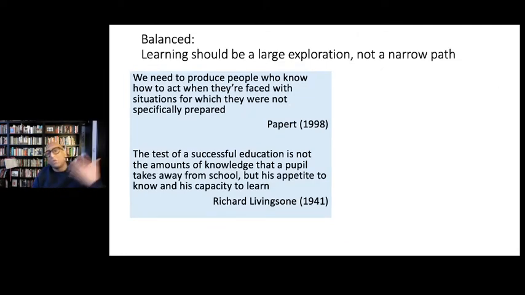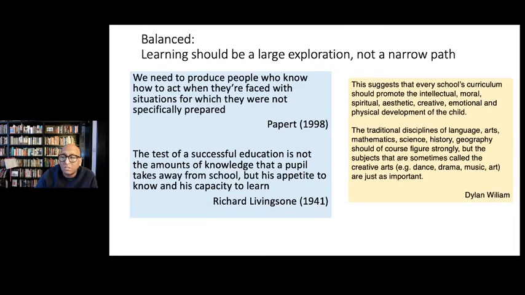From here, early on in the document, he says, okay, well, in addition, learning should be balanced. It should be a large exploration, not a narrow path. And he quotes these two. I'm just going to share them with you. We need to produce people who know how to act when they're faced with situations for which they were not specifically prepared. The test of successful education is not the amounts of knowledge that a pupil takes away from school, but his appetite to know and his capacity to learn.